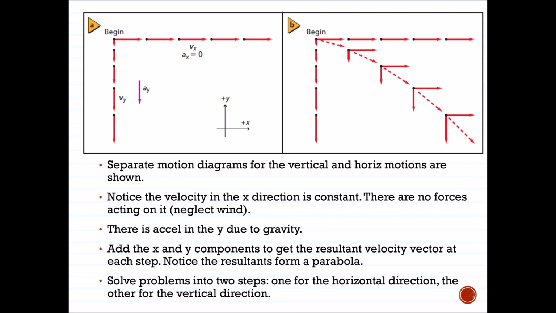Here are separate motion diagrams for the vertical and horizontal motions shown by the balls in the previous example. There is acceleration in the y direction due to gravity. The x and y components can be used to get the resultant vector at each step. Notice the resultant forms a parabola. So if we look at B here, we have vertical motion. The velocity is increasing with the acceleration of gravity. So if we combine this with the horizontal motion, we get the resultant. And as we line these up, you're going to see half of a parabola here.